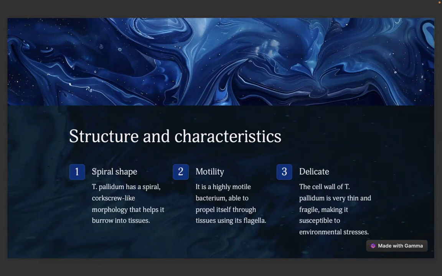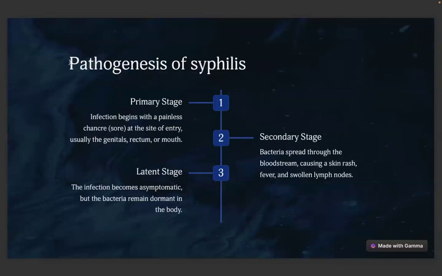So this bacterium has a spiral shape. We said it belongs to the spirochetes family. It's motile and it's so delicate. What makes it delicate? Its cell wall. Its cell wall is so fragile and so thin. And a fact about the cell wall of this bacterium: it's like the gram-negative bacterium, but it doesn't have an endotoxin. Okay? So let's talk about the pathogenesis of syphilis, or how syphilis is transmitted.